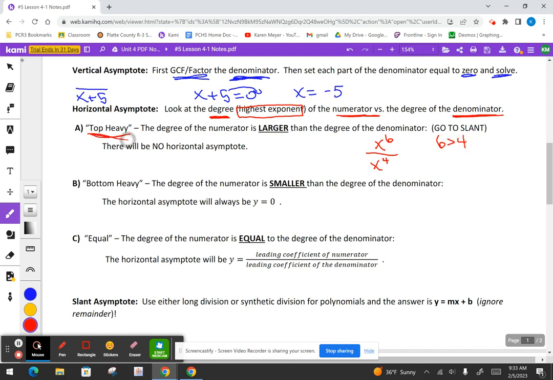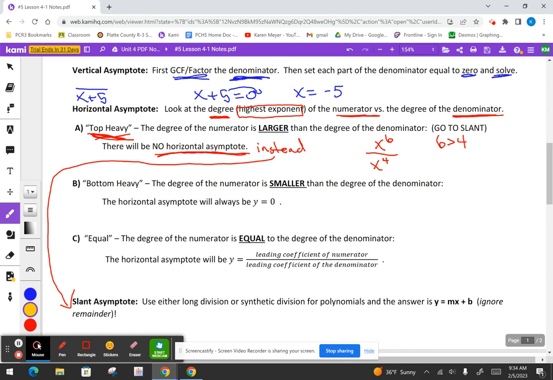So that's where we get top heavy, because the top one is bigger than the bottom one. And if it's top heavy, there is no horizontal asymptote. Instead, you will have a slant. I'll get to that in a minute, but if it's top heavy, no horizontal, you will have a slant.